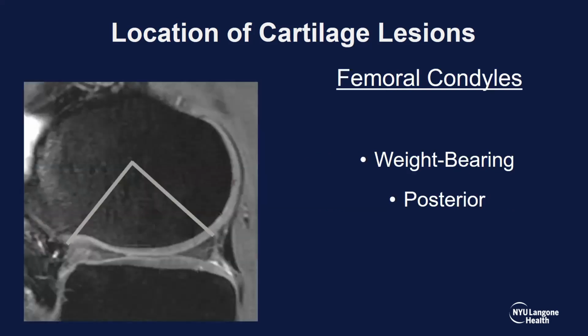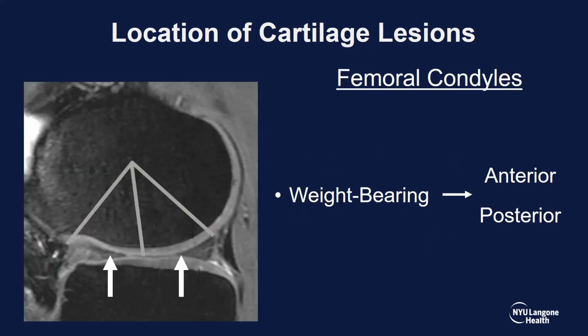For the femoral condyles, I divide the articular surface into weight-bearing and posterior portions. The weight-bearing surface is located between the anterior margin of the anterior horn of the meniscus and the posterior margin of the posterior horn of the meniscus, while the posterior portion of the femoral condyle is located posterior to the posterior surface of the posterior horn of the meniscus. I further subdivide the weight-bearing surface of the femoral condyles into anterior and posterior subregions.